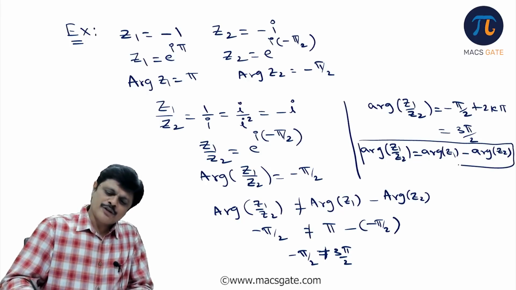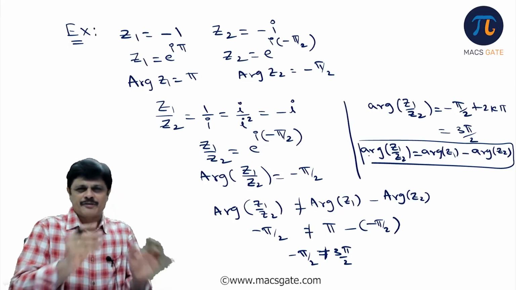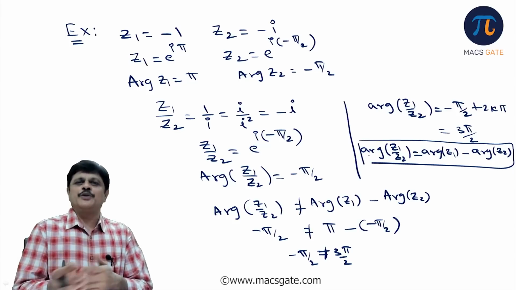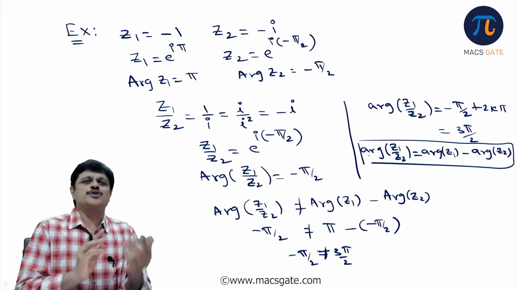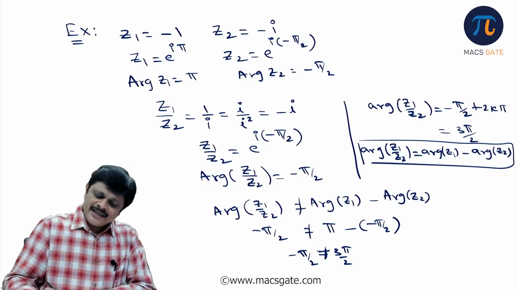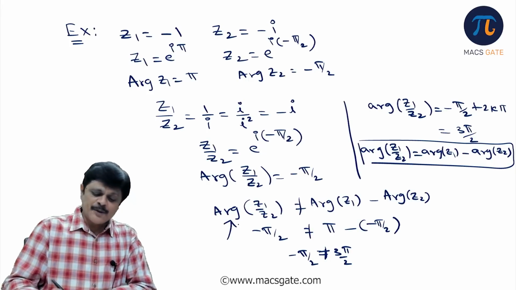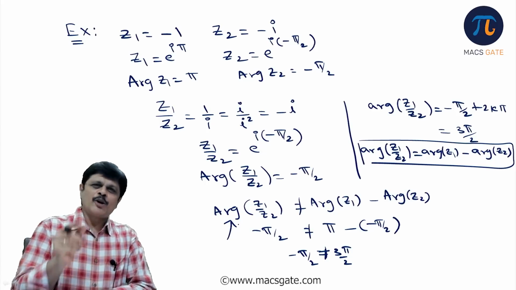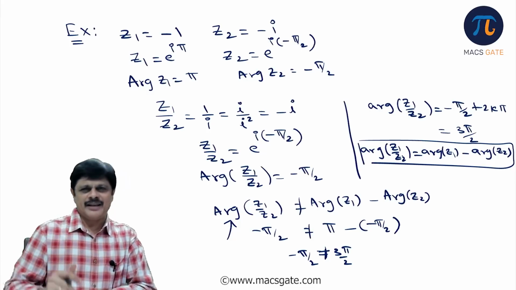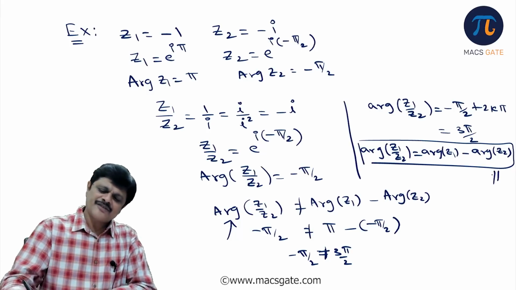Am I clear? Of course, like that there are so many things which will satisfy. Suppose you get one particular combination, plus 2 pi plus 2 pi plus 2 pi, you do it, that also will satisfy. Minus 2 pi minus 2 pi minus 2 pi, you do it, that also will satisfy. But the idea is it need not be satisfied for principal argument. Because principal argument will have a unique form, whereas this argument is having infinitely many forms. For one form, definitely it will satisfy.